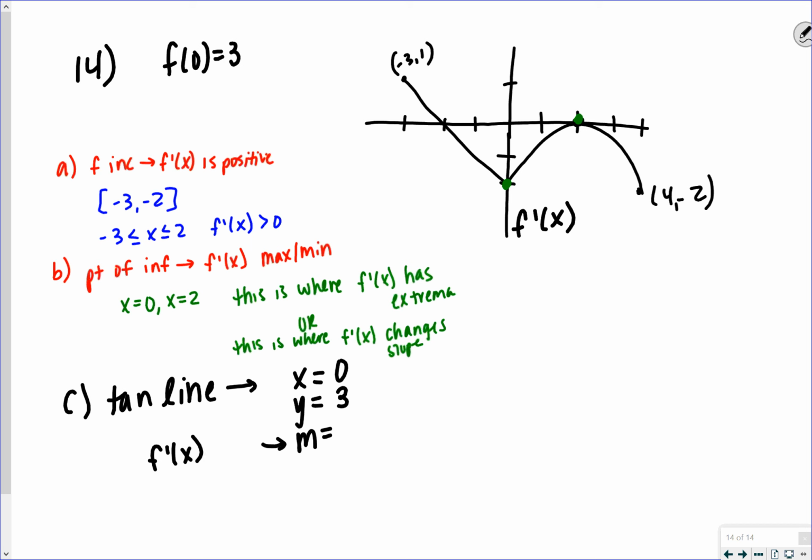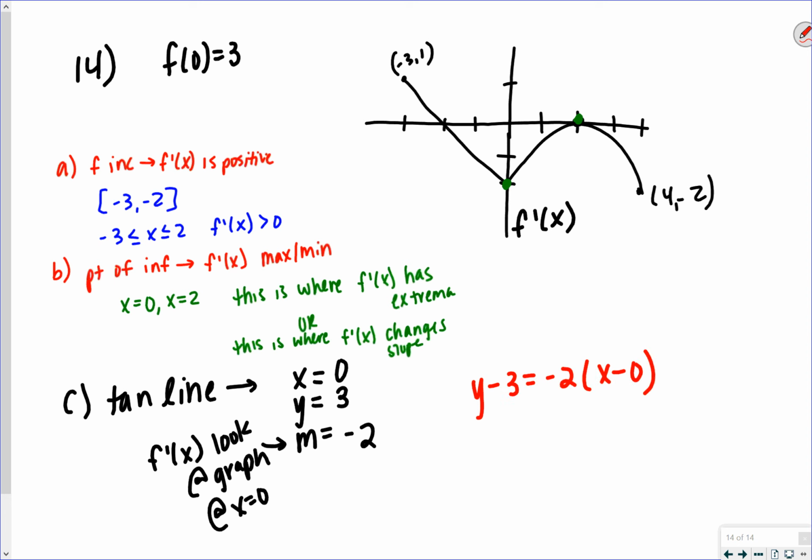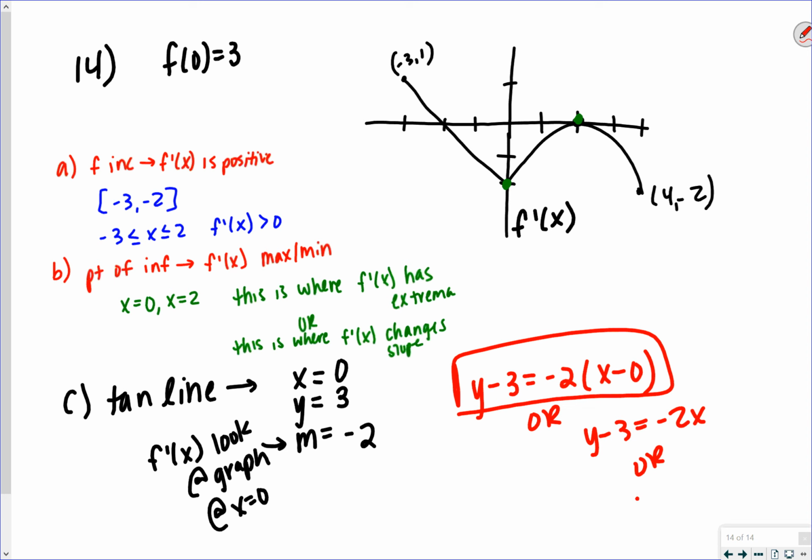m is f prime of x. So look at the graph at the x value of 0. When x is 0, my slope is negative 2. So my tangent line, y minus 3 equals m, negative 2, times x minus 0. You can leave it like that. You could distribute: y minus 3 equals negative 2x plus 0. Or you could even write it in slope-intercept form. Boom. That is your 3739 with graphing review.